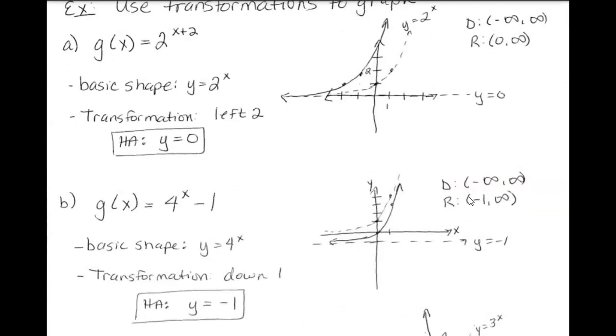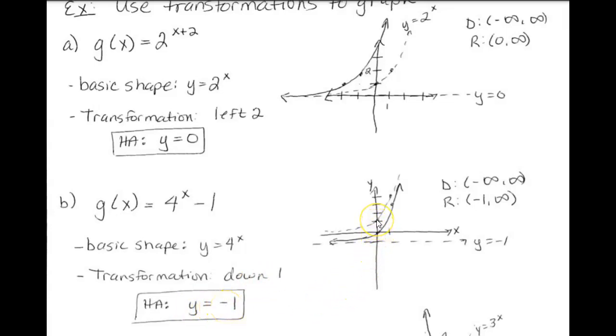Okay, here's another example. g of x equals 4 to the x minus 1. So this graph will be based on the basic shape of 4 to the x, and this time we're subtracting 1 behind it, so that's going to shift everything down 1. And since that is a vertical shift, that's also going to move the horizontal asymptote down 1, so it's going to land at y equals negative 1.